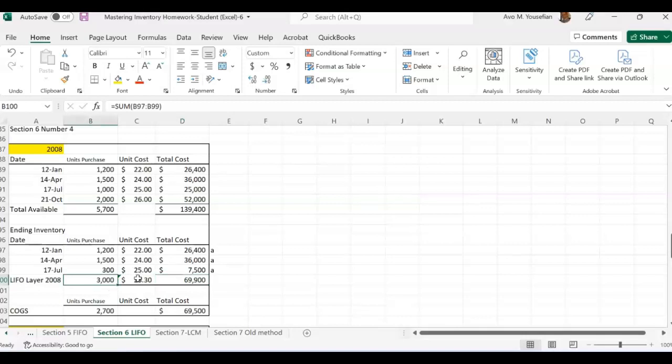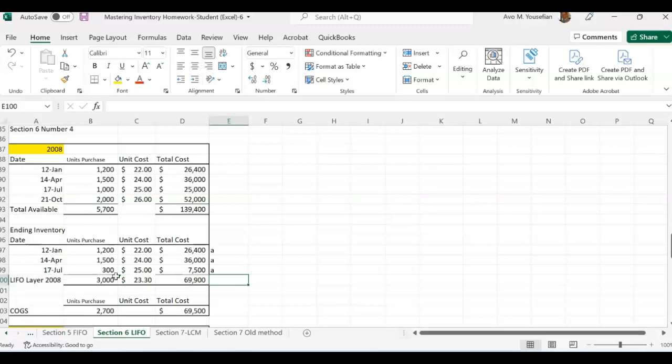3,000 units. And here you need to have the average cost. Why? Because they're different prices. You have to make it clean. So you go to average cost, which is 69,900 divided by the number of units. And that gives you the average cost of $23.30. That you call the LIFO layer 2018. And you take it with you to 2019. Make sense?